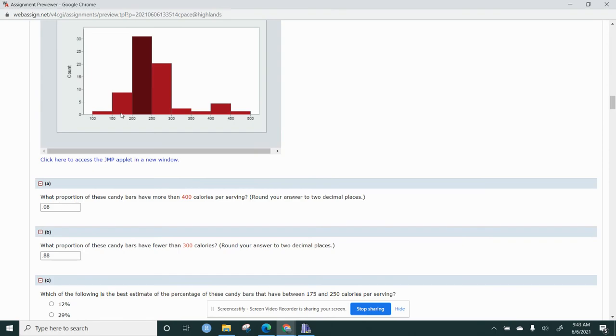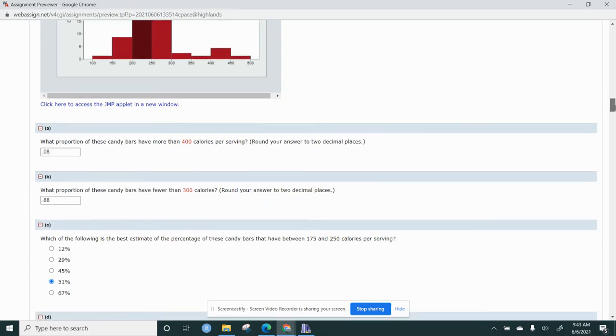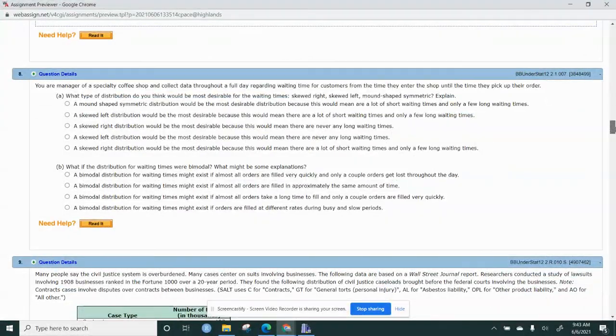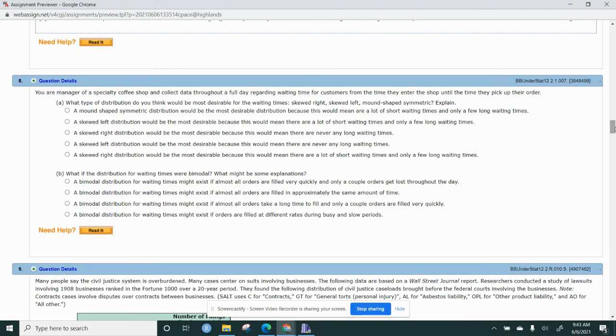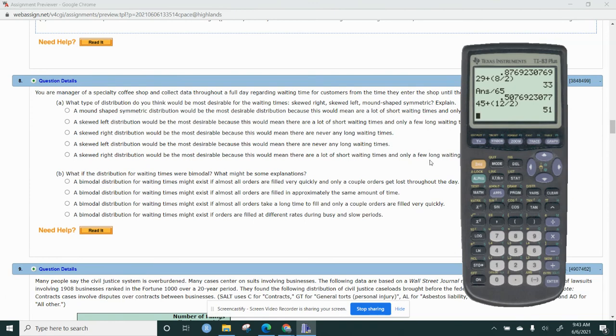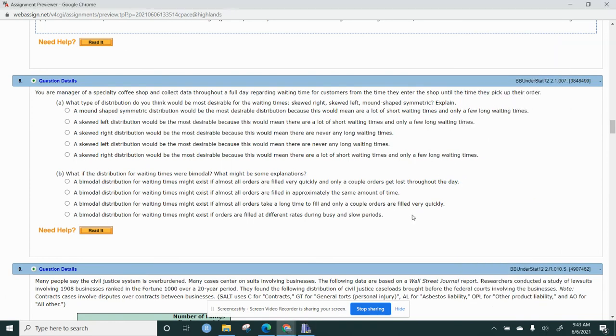Well, let's go back up here and look. Remember skewed right. That means when you're skewed right, a lot of your data is to the left and then you have some to the right. So think about it. If we did this in time, I would want most of my times to be in the left part of the graph because I want a short wait time with only a few long times. I don't want it to be symmetric and I don't want it to be left skewed because if it's left skewed, that means there are very few short waiting times and a lot of long ones. So the most desirable would be right skewed because it would mean there are a lot of short waiting times and only a few long waiting times.